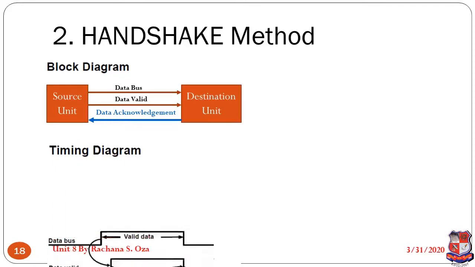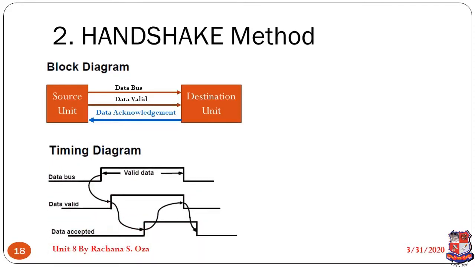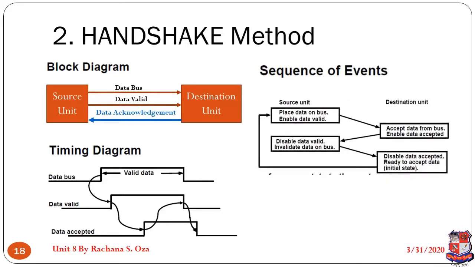Now let us see the timing diagram. The data bus contains the data, and the data is valid if the data valid signal is high. The transition I have already shown to you. Once the data is accepted, the data acknowledgement signal is generated, and when the data acknowledgement signal is high, it indicates the data has been accepted. As soon as validity completes, the data acceptance is complete. Now let us see the sequence of the events. Whatever I have narrated just now is written over here. You can have a look for 2 seconds.